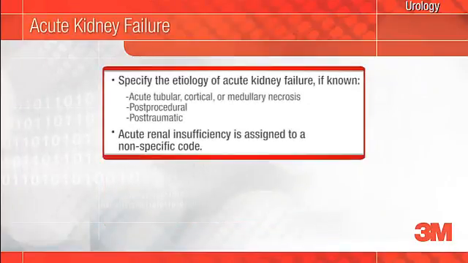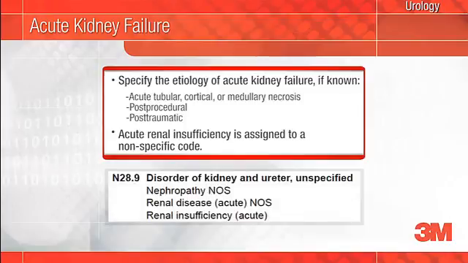There is not a lot new with regard to the documentation of acute kidney failure in ICD-10. You must specify the etiology of the acute kidney failure, if known or suspected, and whether it is acute tubular necrosis, for example, or as a result of trauma or a procedure. You should avoid using the term acute renal insufficiency when you mean acute renal failure, as insufficiency is assigned to a generic or non-specific code in ICD-10, which will not do justice in explaining your patient's severity of illness and risk of mortality.